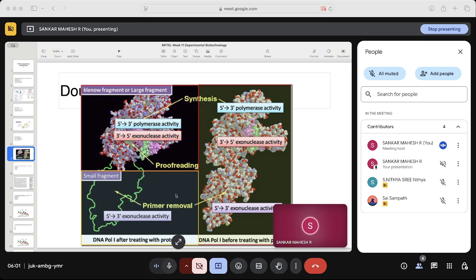So when we cleave this with a protease, what happens? There is this other fragment which is needed for removing the primer. That is why you need the 5' to 3' exonuclease activity. Now, when you cleave this with the protease, this is lost because these are different domains linked by a small set of amino acids. So only the 5' to 3' polymerase activity and the 3' to 5' exonuclease activity, which is needed for proofreading, is retained. That's what even Sai Sampath had mentioned. Good.